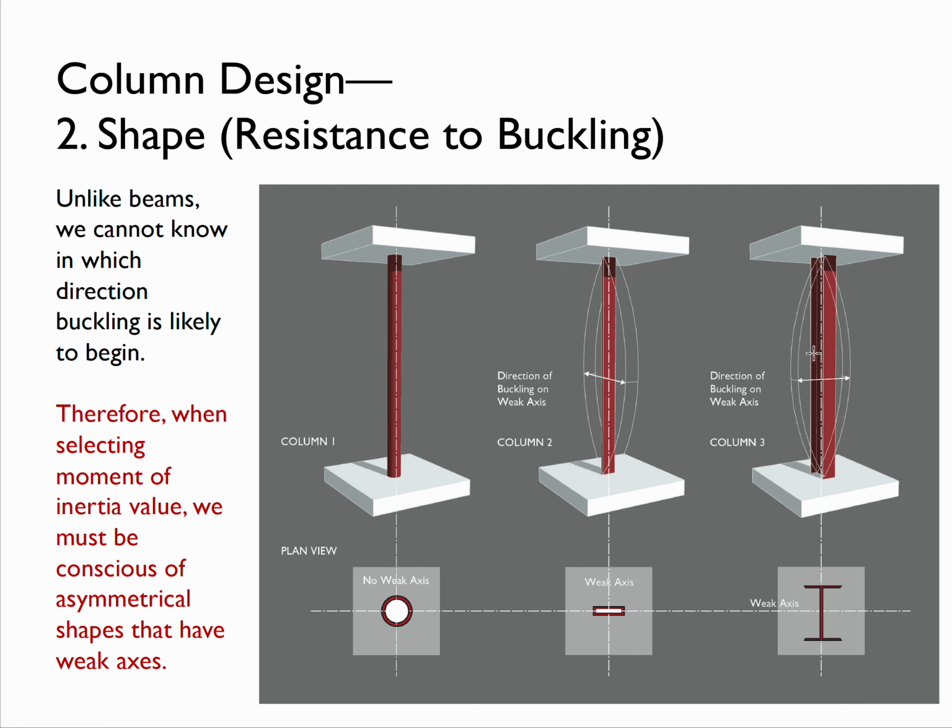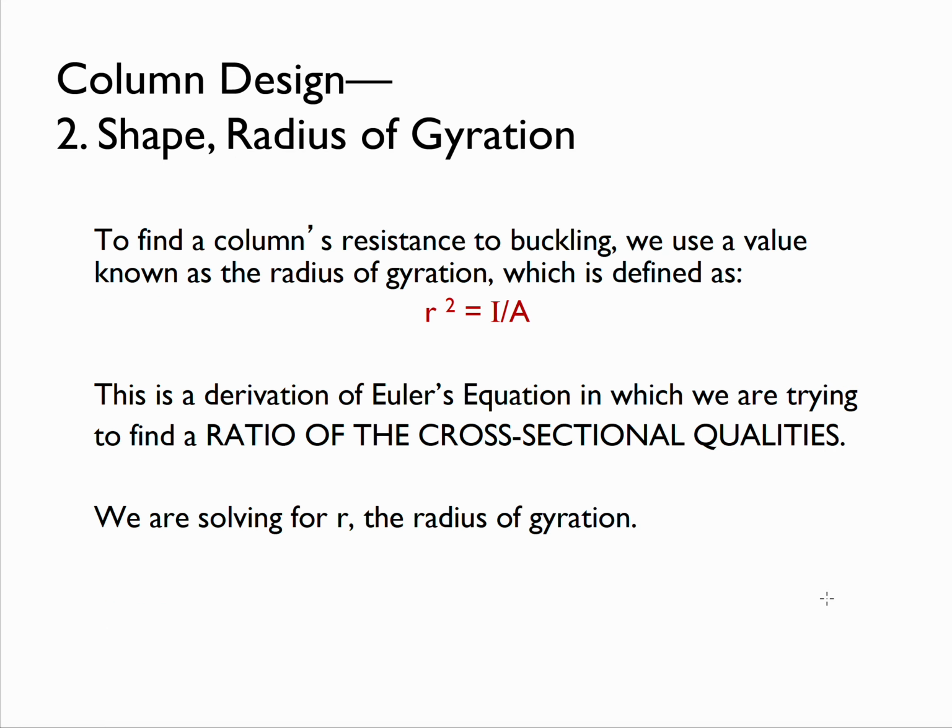In the case of the I-beam, it's certainly spread its material out on this side and on that side too, but not much material further away from the neutral axis on the two other ends. So this one would be more likely to buckle on the two sides. When we select a moment of inertia, we must be conscious of asymmetrical shapes, like the tube, like the I-beam, that have weak axes.